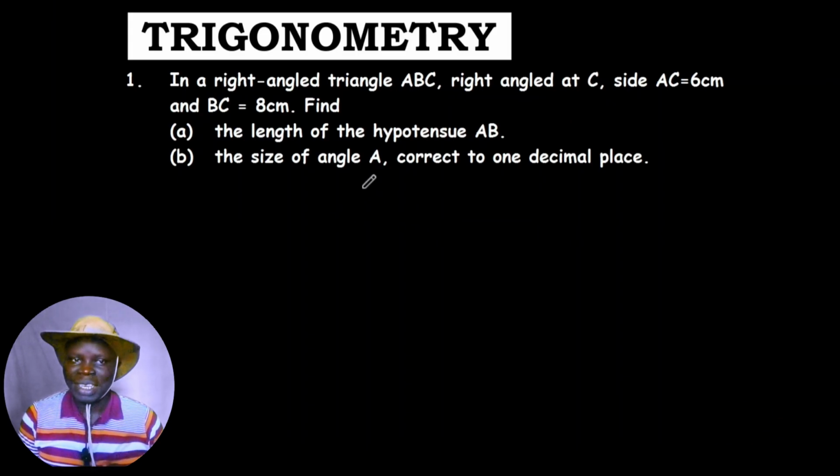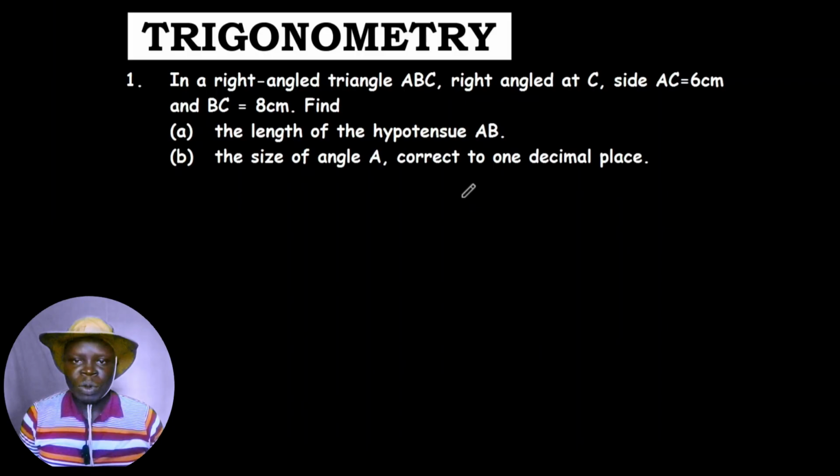In our number 1, it says, in a right angle triangle ABC, right angle at C, side AC equals 6 cm and BC equals 8 cm. Find the length of the hypotenuse AB. And secondly, the size of angle A correct to 1 decimal place.